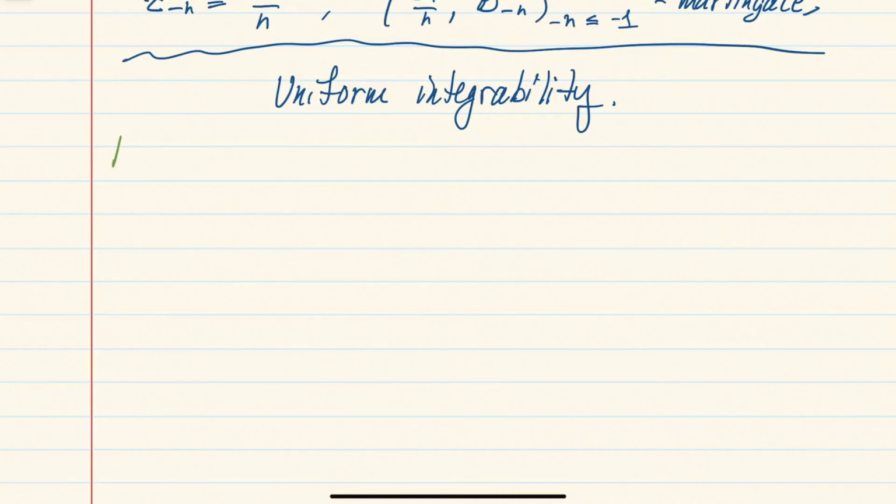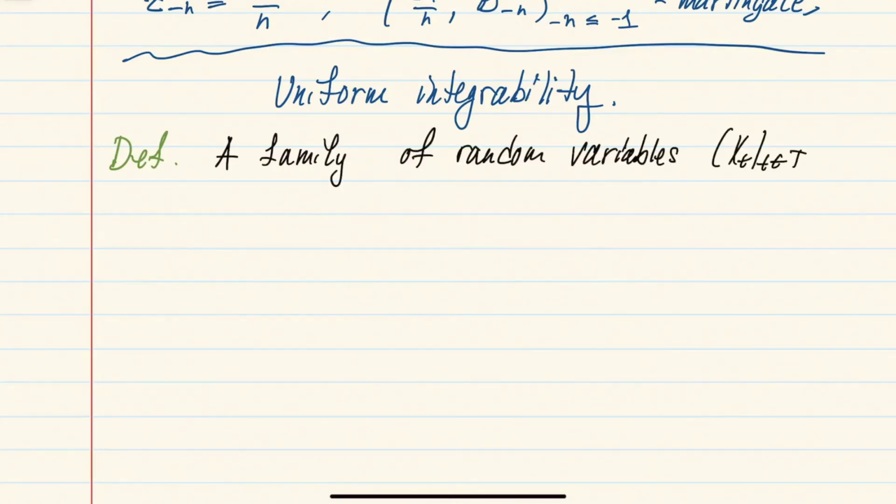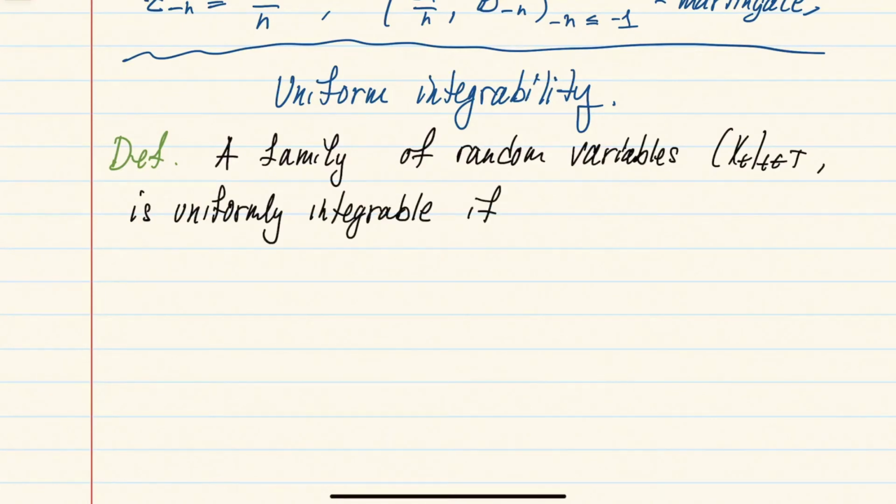Okay, so the definition of uniform integrability for a family of random variables is as follows. We'll say that a family of random variables X_t, indexed by some index set T, is uniformly integrable if the following condition holds. Namely, if you look at the integral of the absolute value of X_t on the set where this random variable is large, so on the indicator that |X_t| is greater than M.